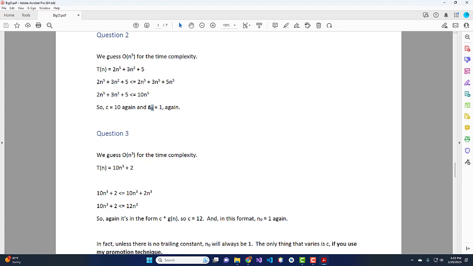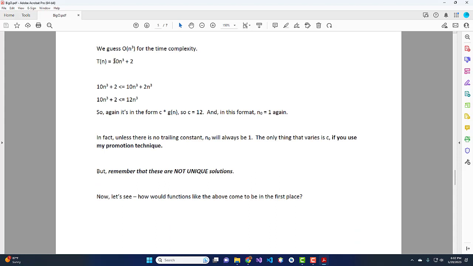Usually, the n sub naught for these polynomials, especially if they have a trailing constant, is almost always going to be n sub naught equals 1. But you can solve it. This is not the only technique you can use. If you have another one you prefer, or if you want to make a guess and just look at this and say, well, I think 3n to the fifth is going to be bigger than this, and then just find the point at which 3n to the fifth is bigger than that, then you're good.